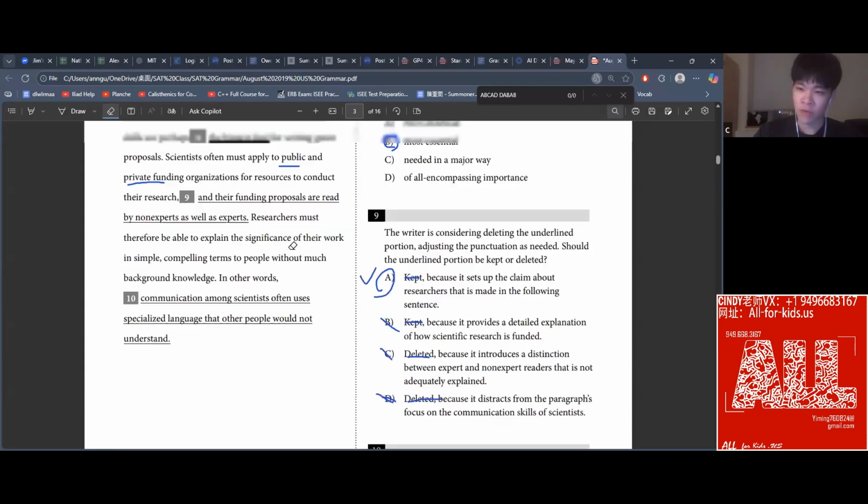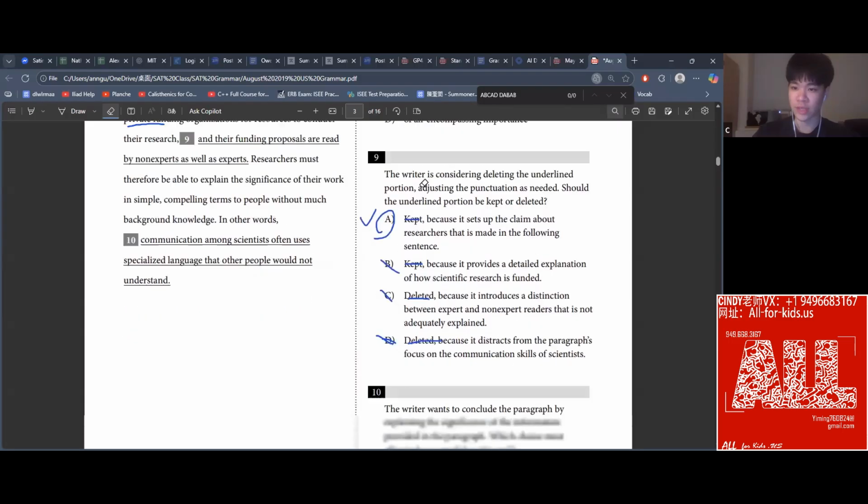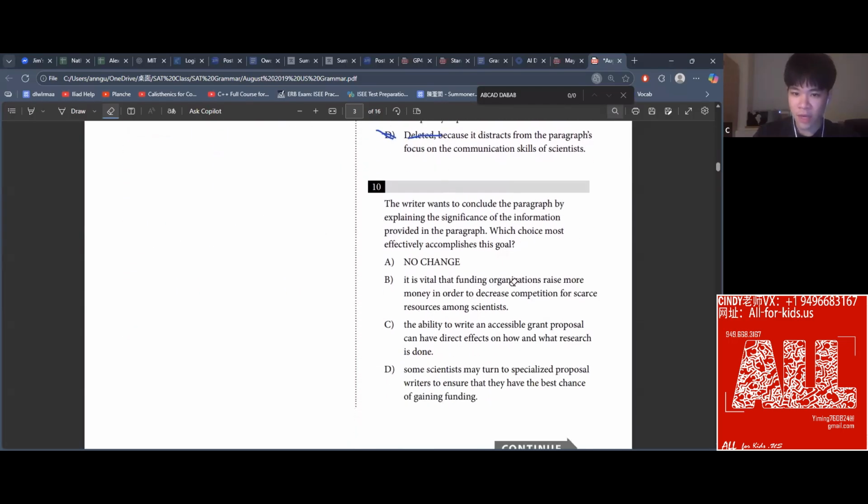So we're talking right now, from this article, we know that communication is important because being able to convey your research to people who don't necessarily understand your topic, the non-experts, right, is very important when it comes to funding and also interest in science. Okay, vital funding organization raise more money? No, that's not what we talked about.